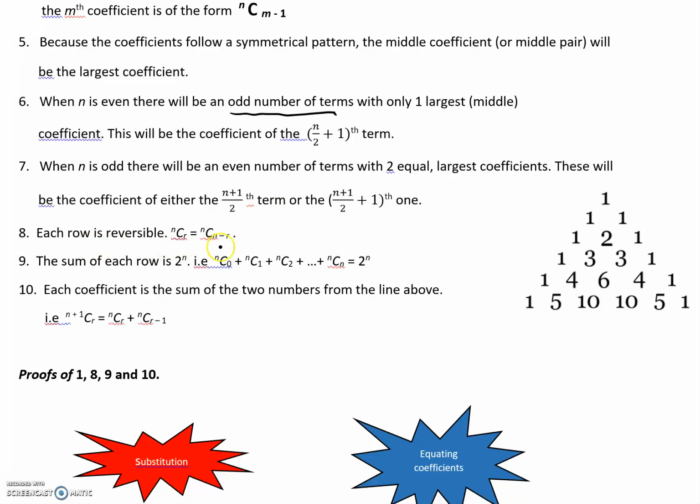Each row is reversible. We'll do lots more work on that. The sum of each row is 2 to the n, and each coefficient is the sum of the coefficients from the line directly above. I'll do the proofs in another video.